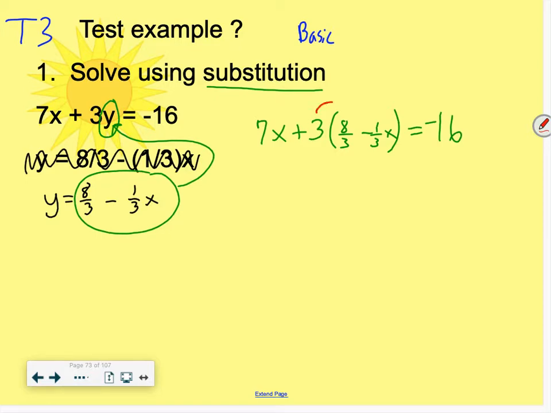Then it's just solving a linear equation. You'll notice your equation at this point only has one variable, x. So we take away parentheses by distributing the 3. When you have a 3 on top and bottom, the 3's will cancel there. So it'd be 3 divided by 3, which is 1, times 8, which is 8. Minus 3 times 1/3 is 1.